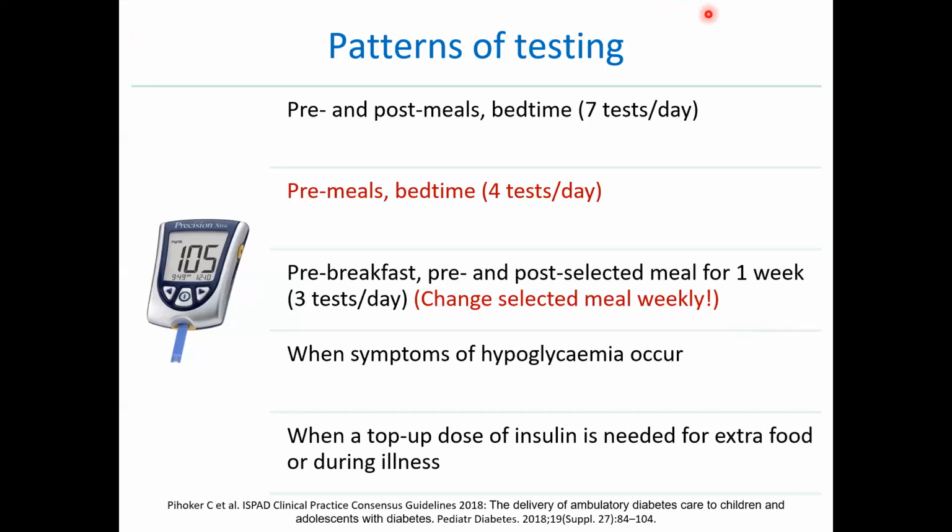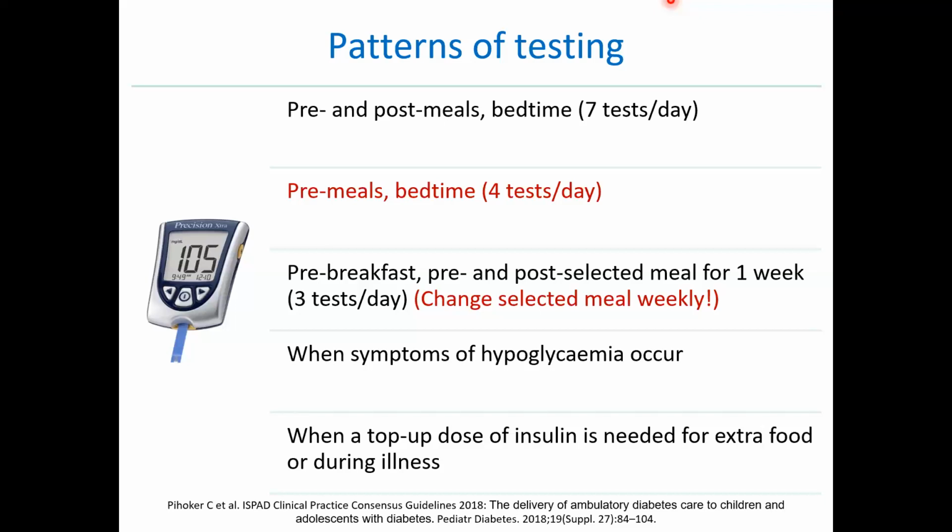So in terms of patterns of testing, what is recommended? This depends on many factors. Of course, we know blood glucose strips are very expensive, okay? So depending on the availability of testing strips, we would recommend different patterns of testing. For a patient who has access to adequate strips, the recommendation is they test about 7 times a day. That would be pre-meal, so pre-breakfast, pre-lunch, and pre-dinner, and then 2 hours post-meal. So 2 hours post-breakfast, 2 hours post-lunch, and 2 hours post-dinner, and at bedtime.